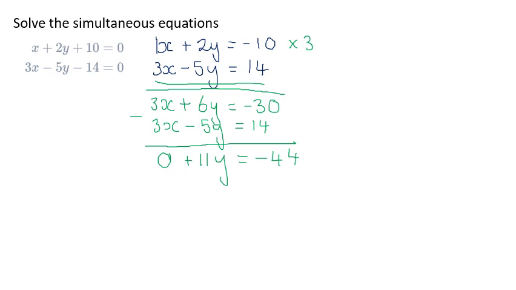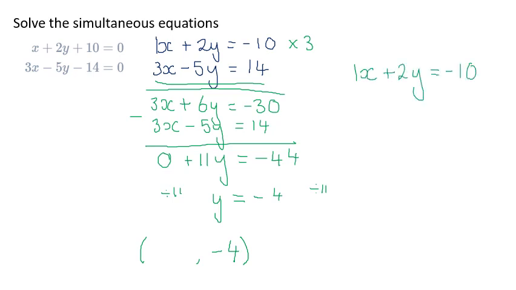Okay, so now we can figure out what y is. So we can divide both sides by 11 to get y on its own. So we get y equals, well, negative 44 divided by 11 is negative 4. And remember, if I was asked to write the coordinate, my second value in the coordinate would be negative 4. But now I need to find my x value. So I need to pick one of the equations, and I'm going to pick the top equation because it's already got 1x in. So I'm going to pick 1x plus 2y equals negative 10.